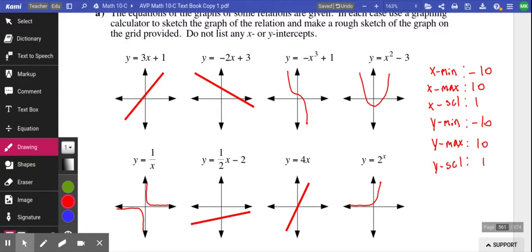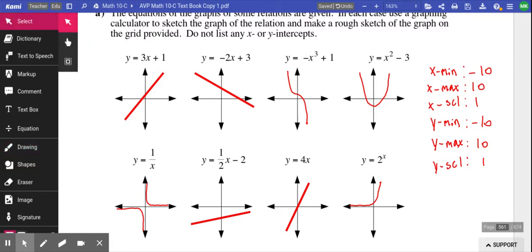You should get lines that look somewhat similar to mine. So I've drawn all the lines there. We got some curvy lines, some straight lines, some really weird looking lines, some broken lines. Try your best to see if you can get those graphs. Once you have those graphs, you can unpause the video and then we'll go down to this part.